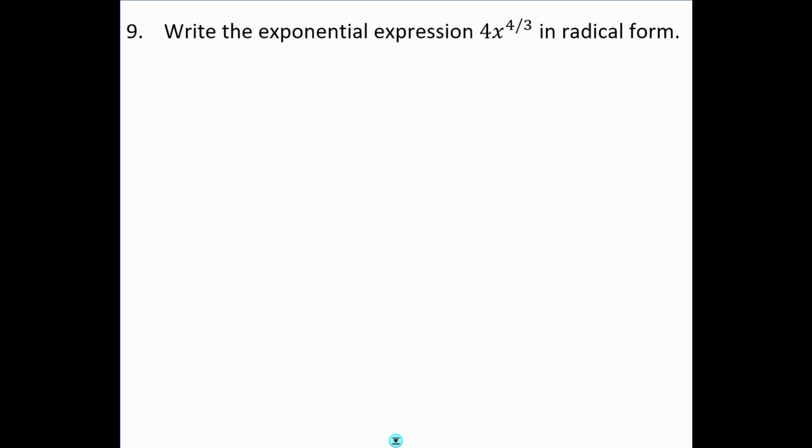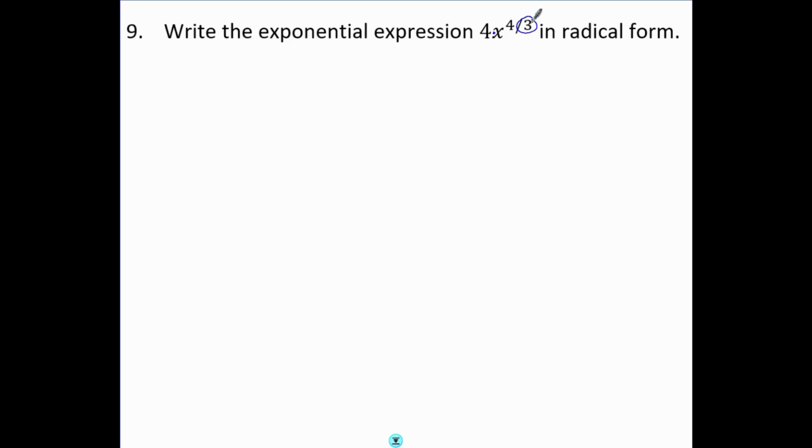Now here we want to write the exponential expression 4x to the 4/3 in radical form. The thing that you really want to notice here is that the 4 and x are separated by multiplication. So it's not all getting raised to the power of 4/3. That 4 isn't being raised to the power of 4/3. All right, so it's just going to be the x, and let's take care of that first.